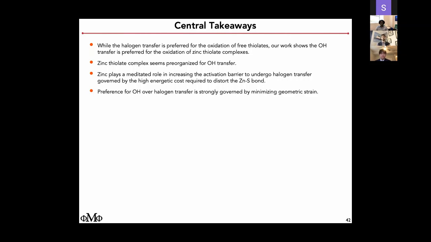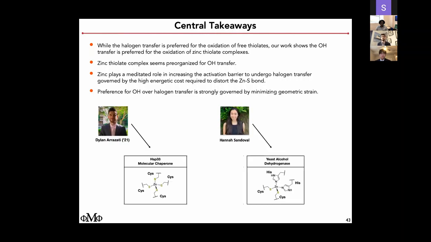Now, the final thing I would like to leave you all with here today is, although these SN2 mechanisms that we explored are concerted mechanisms, this research effort is not. We also have 2 additional students working on a similar project, that of Dylan Arrazati, who's working on the HSP molecular chaperone protein, and Hana Sandoval, who started working on yeast alcohol dehydrogenase. These zinc thiolates, we're also reacting with oxidants, and we're trying to further understand if we can hold with our general hypothesis for the preference of OH transfer over halogen transfer by minimizing the general geometric strain.